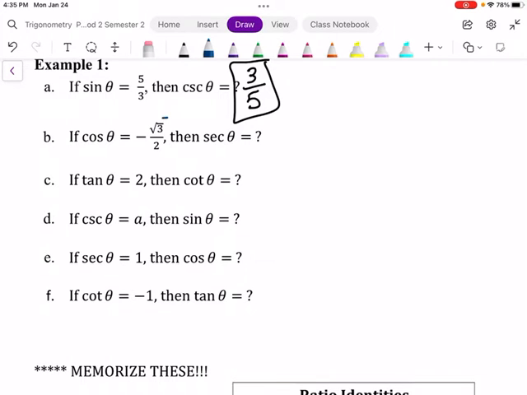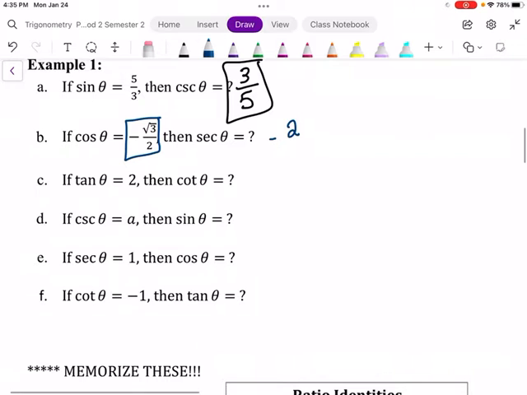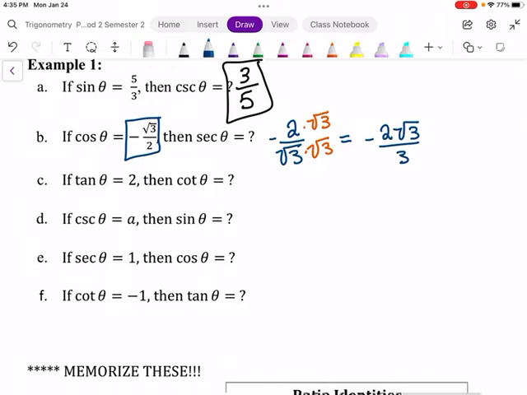Next, we have cosine theta equals negative square root of 3 over 2. They want us to find secant, so we're just going to find the reciprocal, and it's going to become negative 2 over the square root of 3. But if we remember, we can't have that square root sign in the denominator, so we're going to just go ahead and rationalize this, and we'll get negative 2 square roots of 3 over 3.